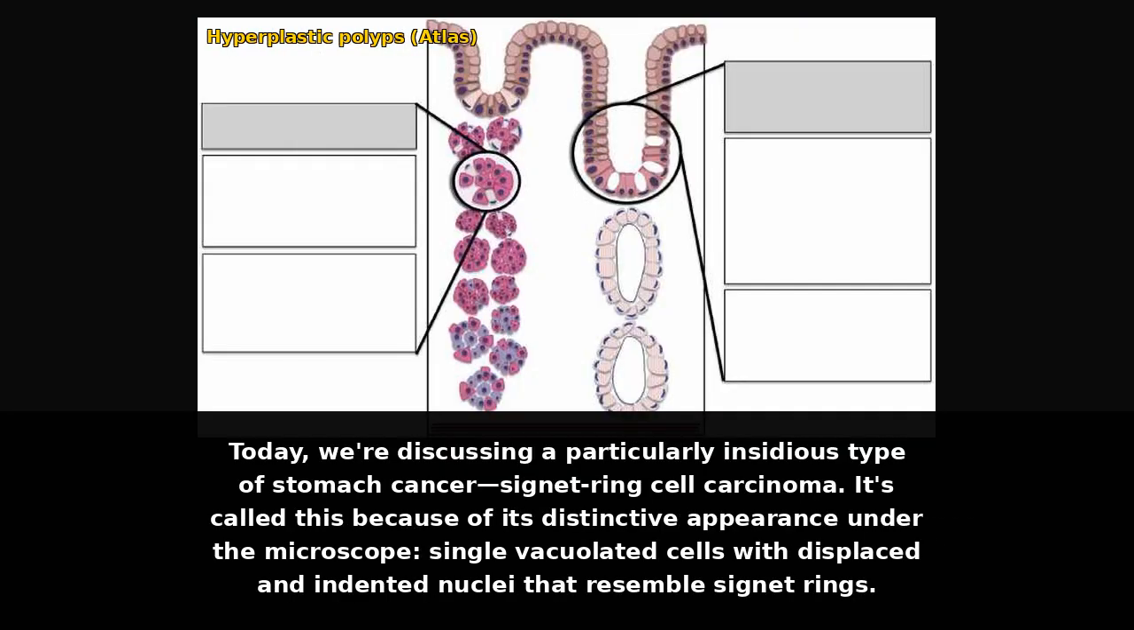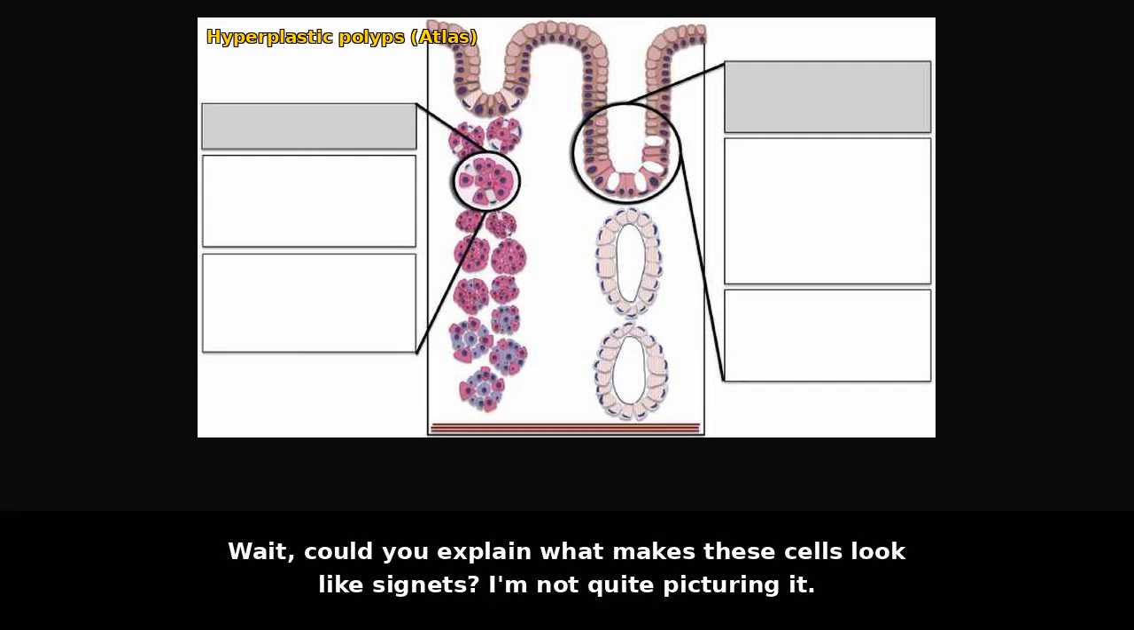And today we're discussing a particularly insidious type of stomach cancer, signet ring cell carcinoma. It's called this because of its distinctive appearance under the microscope. Single vacuolated cells with displaced and indented nuclei that resemble signet rings. Wait, could you explain what makes these cells look like signets? I'm not quite picturing it.